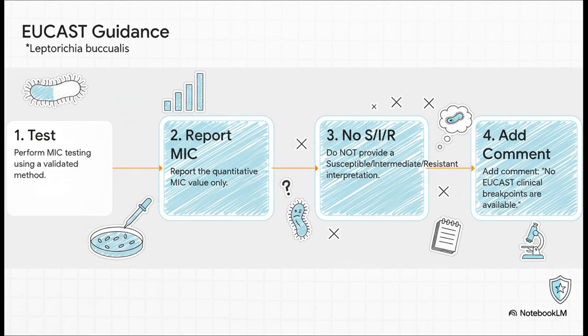Step 1, you perform your MIC testing. Step 2, you report only the quantitative MIC value. It is absolutely crucial that you do not provide an S, I, or R interpretation. And finally, you add a comment that says, no EUCAST clinical breakpoints are available. This way you communicate the result accurately without any chance of misinterpretation.